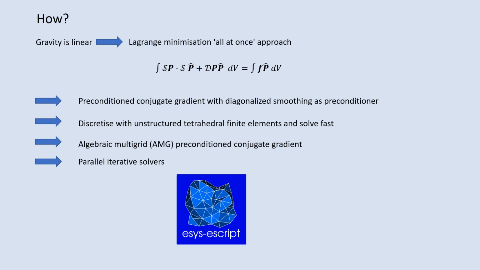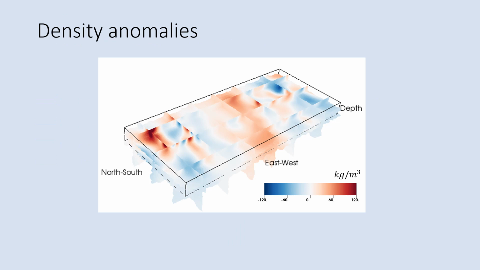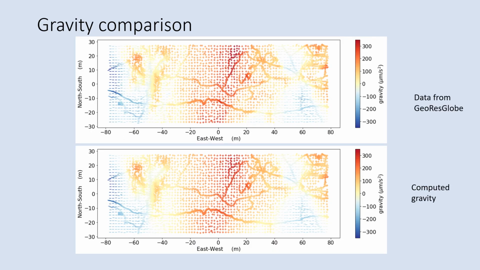Does it work? So here is our picture of our density inversion for the Mount Isa Cloncurry region. It seemed to be a reasonable answer, and we now need to compare it to the actual gravity. So here it is. The top is the data from GeoRes Globe, and the bottom is the computed gravity from our inversion. And to me, they look remarkably similar. There's a small decrease in some of the really high measurements, and there's a small increase in some of the really low gravity measurements, but it pretty much looks very similar to me.